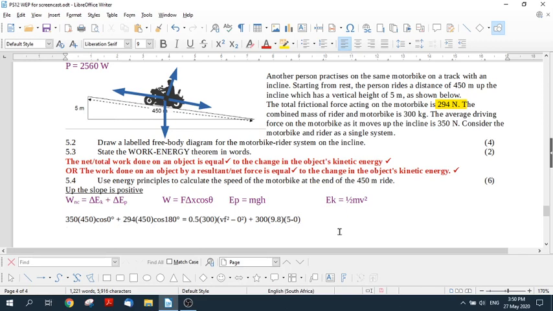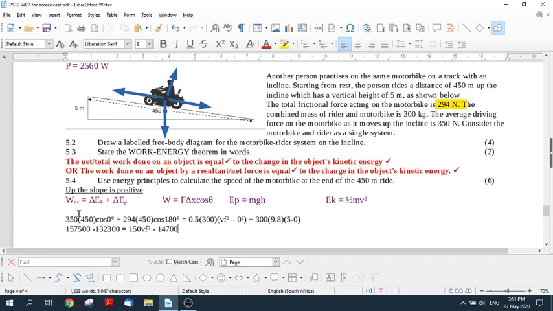So then you end up with 157,500. And now this becomes minus because it's the cos of 180, 132,300. So those are my two non-conservative forces. A half of 300 is 150, so this will be 150 VF squared minus, what is that value? 300 times 9.8 times 5. You end up with 14,700.